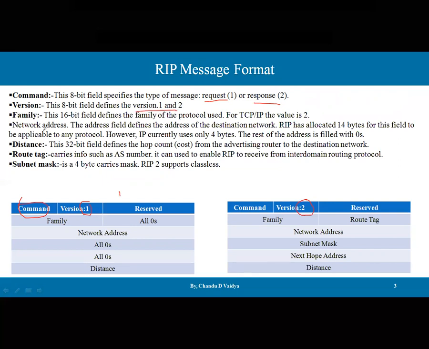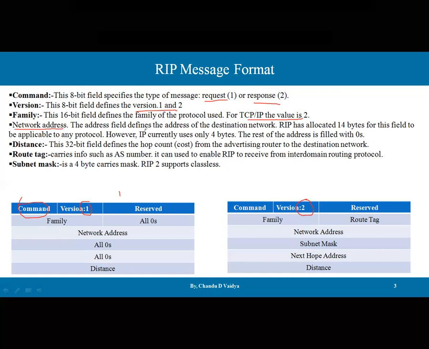Version one and version two, guys. Then there is a family. The 16-bit field defines the family of the protocol, which uses TCP/IP. The value is two. So which family is going to be used? It is going to be TCP/IP, and the value is two. Then in the network address, the third field is the network address, and the fourth field is also the network address.